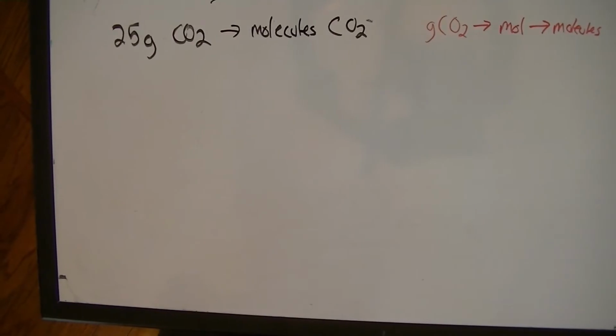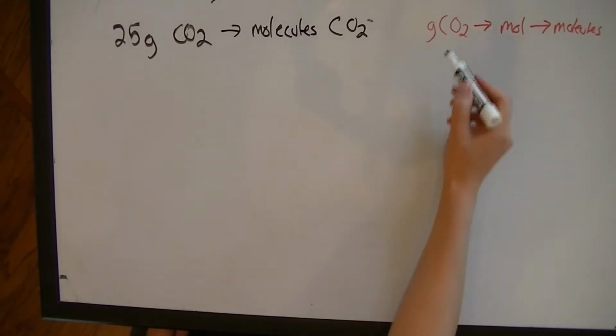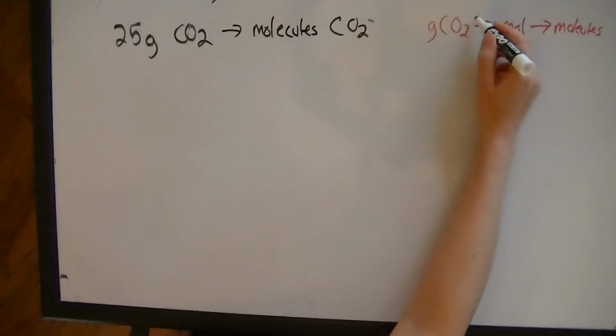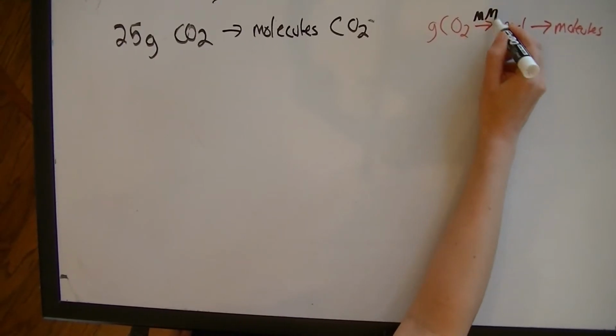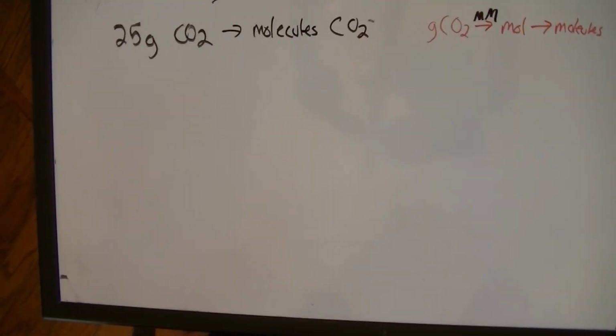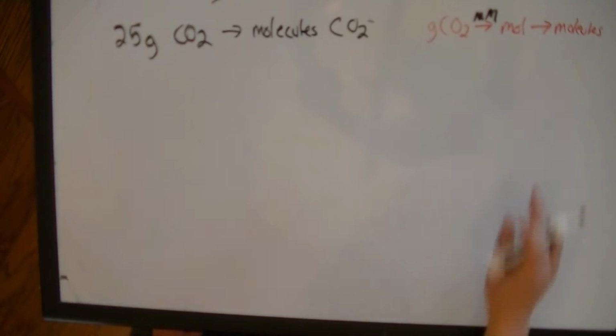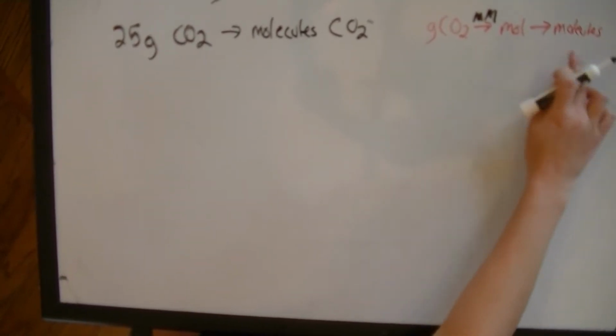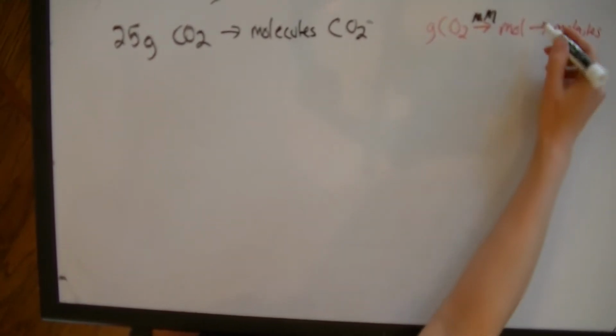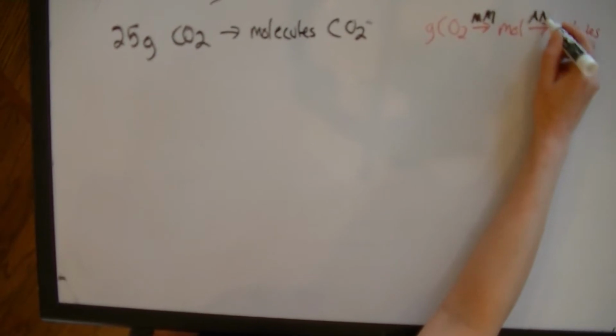So what do I need for these steps? When I'm going from grams to moles, I'm going to need the molar mass of CO2. So that's what that MM stands for. My next step, once I'm at moles and I'm going to molecules, I will need Avogadro's number to solve that.